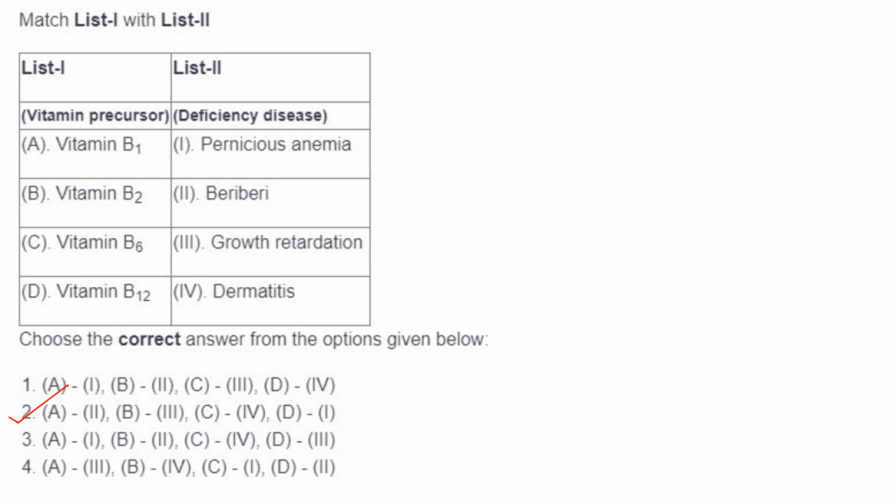So B3. Then vitamin B6. Vitamin B6 is pyridoxine and it causes dermatitis. So C4. C4 is correct. Then vitamin B12, cyanocobalamin, deficiency causes pernicious anemia. D1. So A2, B3, C4, D1.